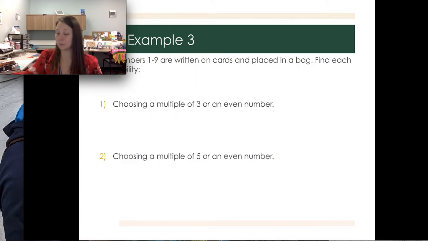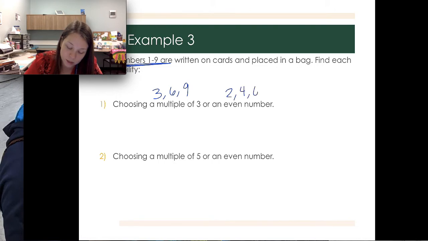Example 3. The numbers 1 through 9 are written on cards and placed in a bag. Find each probability. Why don't you pause the video, work on this one on your own, and press play to see the answer. So, probability of choosing a multiple of 3 or an even number. Your multiples of 3 are 3, 6, and 9, because we're going from 1 to 9. Even numbers from 1 to 9 are 2, 4, 6, and 8.